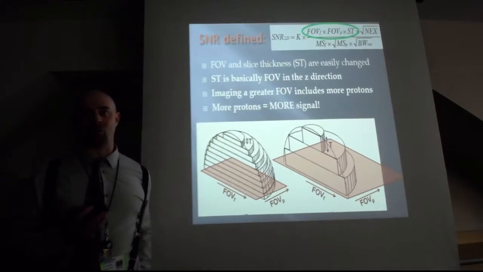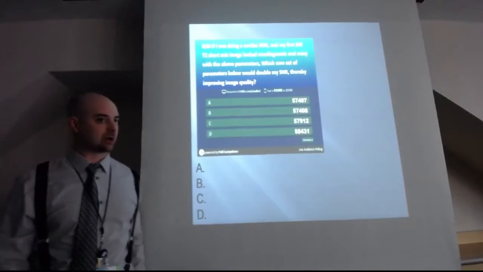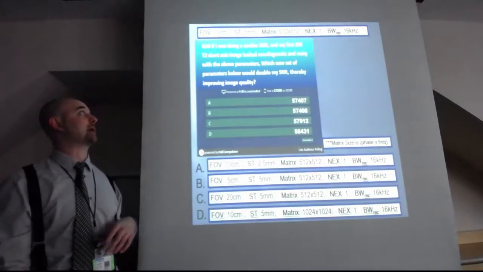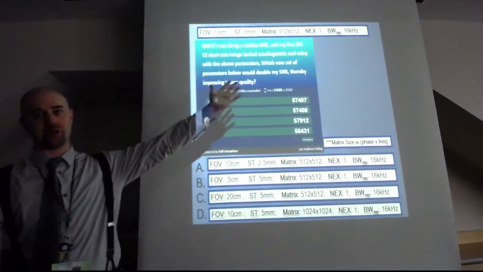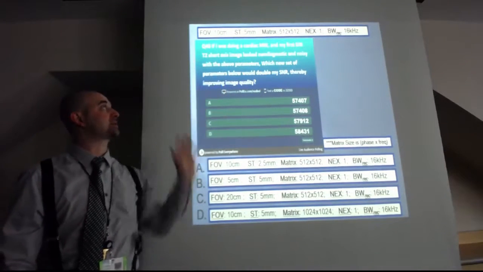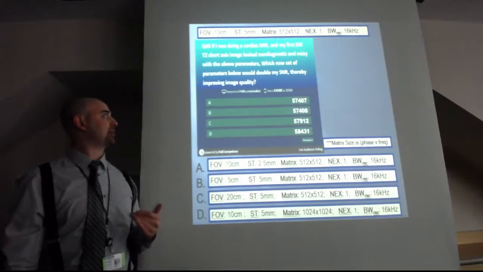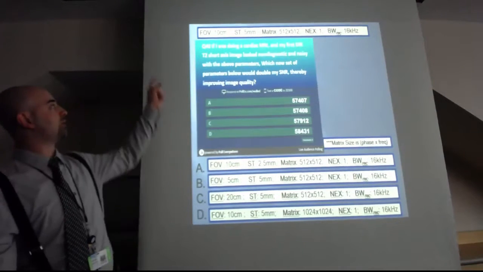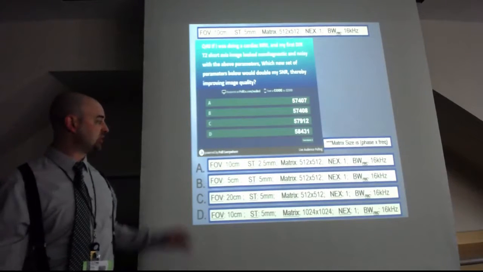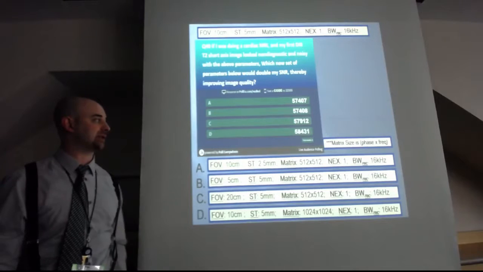And as we said before, more protons equals more signal. Okay, so let's look. The next 10 questions are going to be all in the same format. I'm going to give you at the top of the screen an image, it doesn't matter what, say it's a cardiac MR image, and you don't like the way it looks, so you want to double the SNR. So if you go from the parameters at the top to one of the parameter sets at the bottom, which one is going to double your SNR?